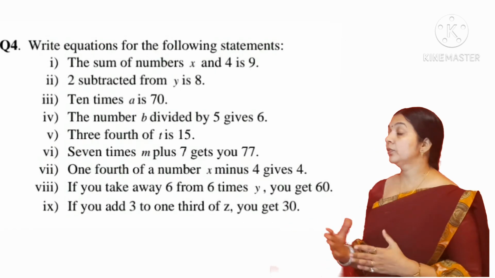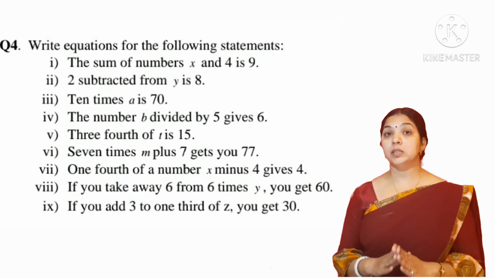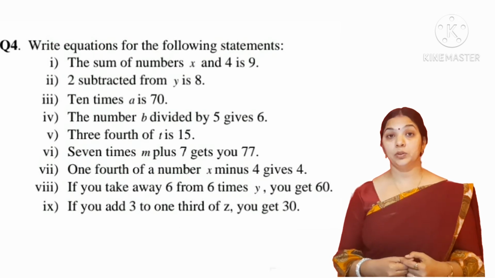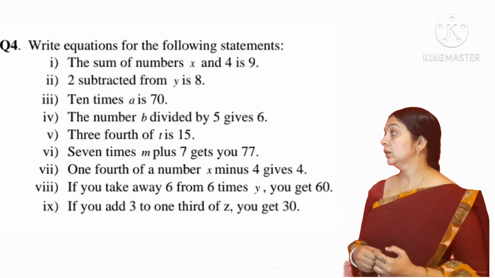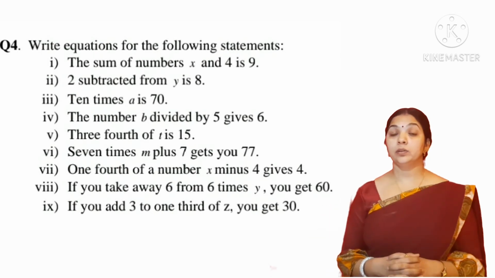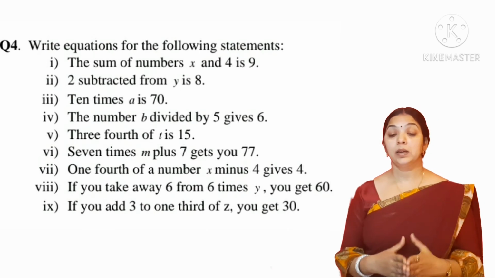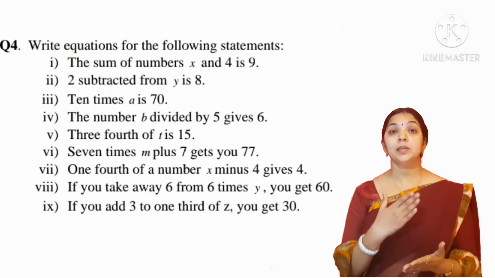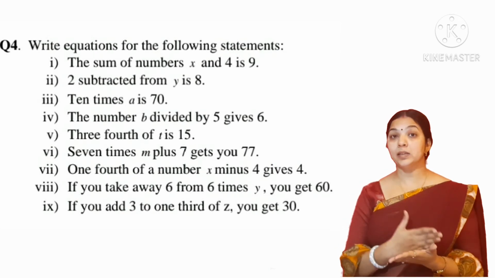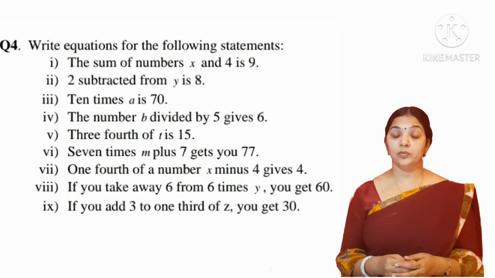Now the question number 4. Here what we have to do? Write the equation for the following statements. Here statements are given to us, and we have to make the equation according to the given statement. The first statement is the sum of numbers x and 4 is 9. So x plus 4 is equal to 9 will be the answer for this.